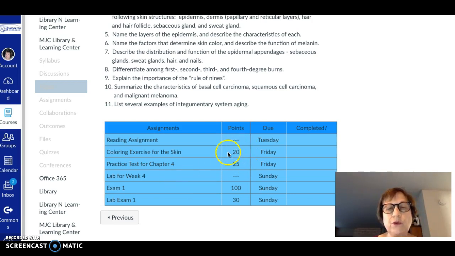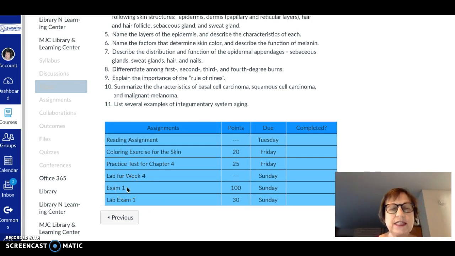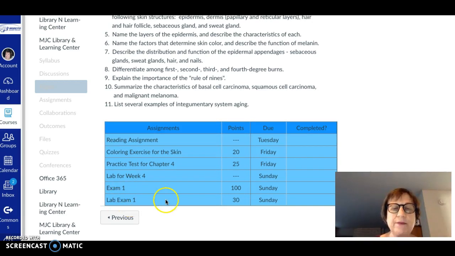So this week you have the one coloring assignment, the practice test, exam 1 that covers the first 4 chapters in the book. And that's a multiple choice test with 50 questions. And then you have a lab exam, and that's a 30-point test, which is over the slides and the models that you've had for the lab work. And you find what's required in the lab handout for each of the weeks. These will be fill-in or matching type questions.